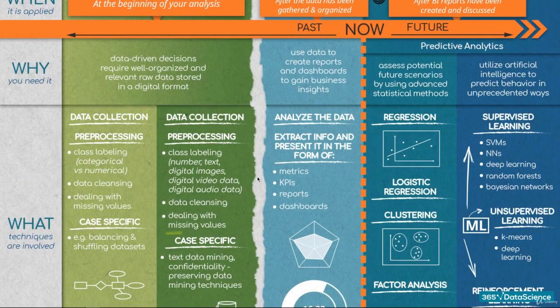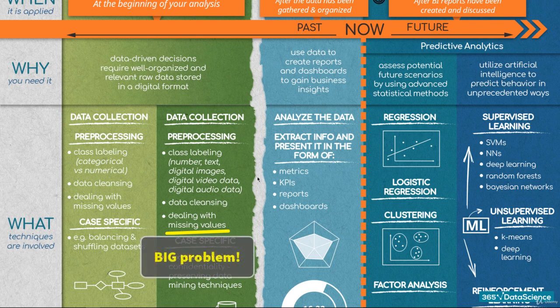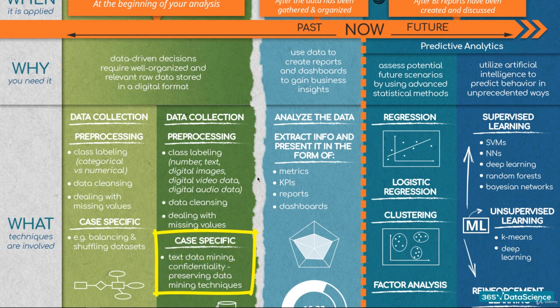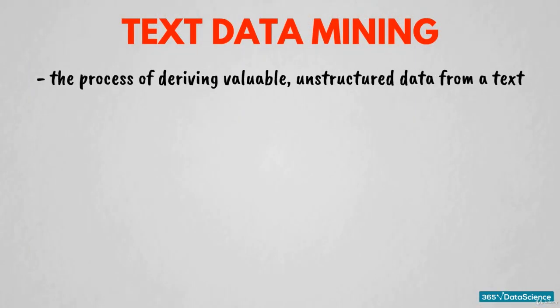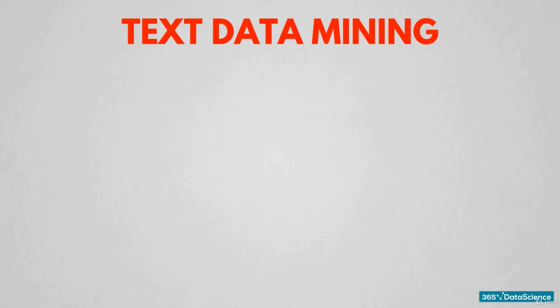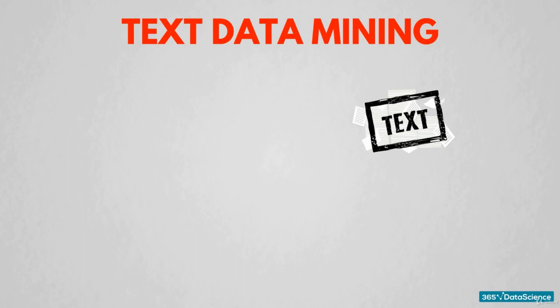So, what about dealing with missing values? This step is a crucial one, as big data has big missing values, which is a big problem. To exemplify, let's take a look at some case-specific techniques for dealing with big data. Text data mining represents the process of deriving valuable, unstructured data from a text. Let's elaborate. Think of the huge amount of text that is stored in digital format.